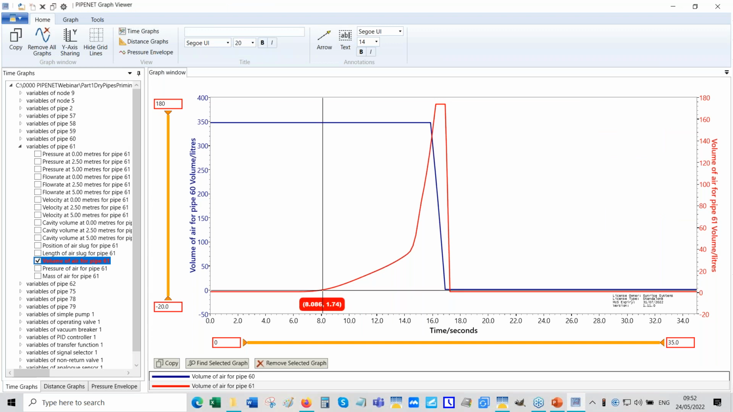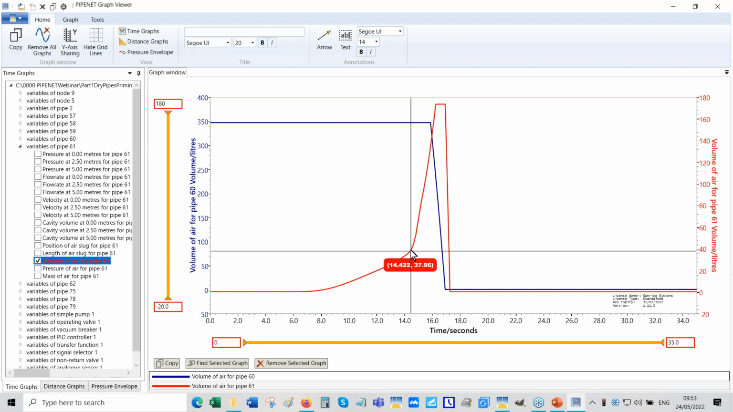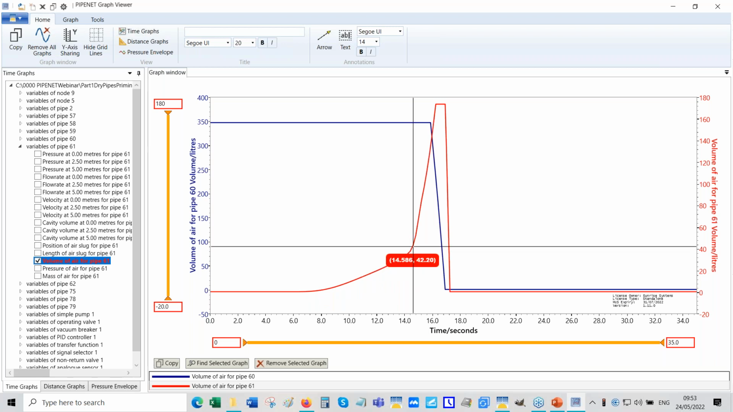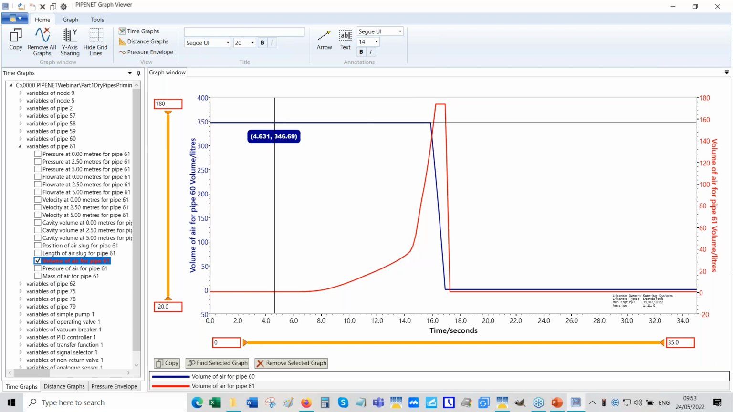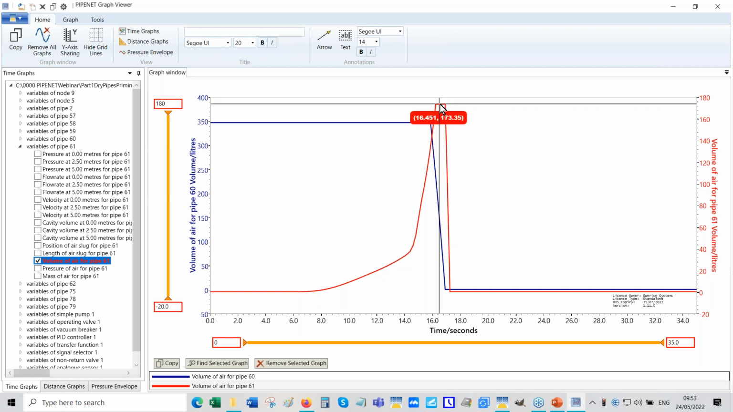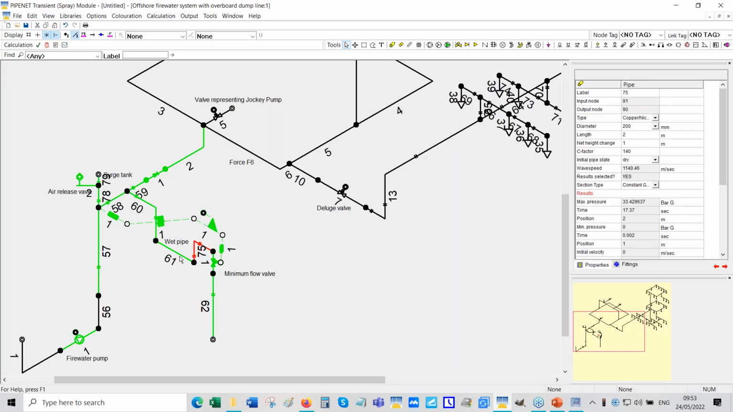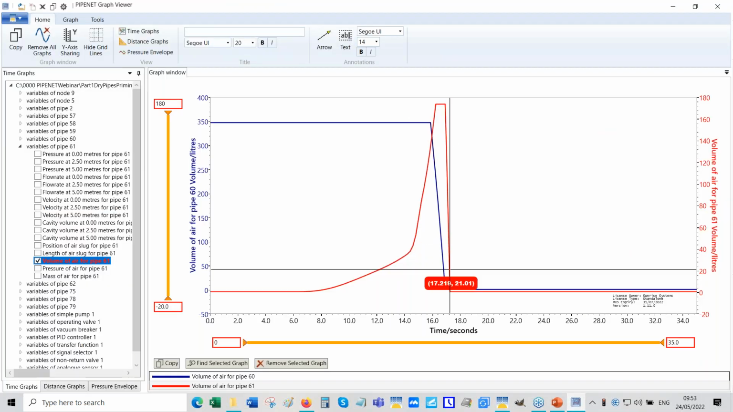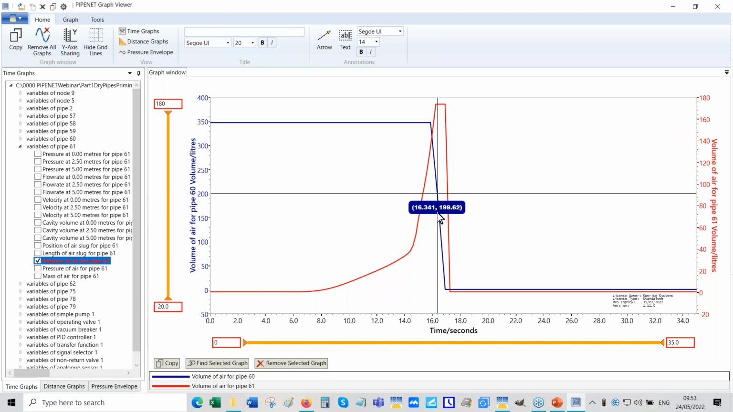So you can see that the air volume in pipe 61 increases because the air which was in pipe 60 starts coming in, and then it gets full of air. You're talking about this pipe here, and then the water comes in. That's what is happening here.